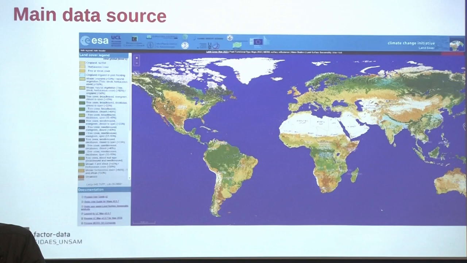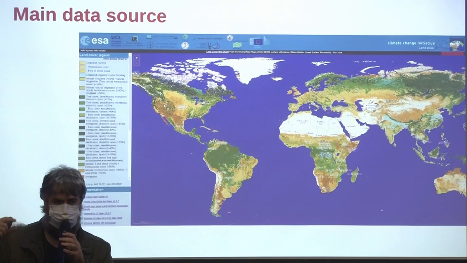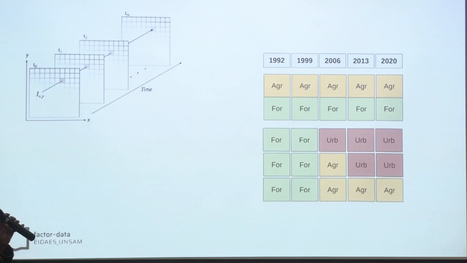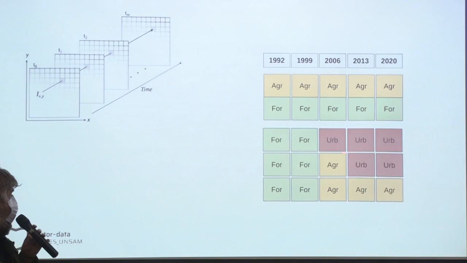The original data set had 22 classes of land coverage. We recoded them into nine more aggregated categories. So for each pixel and for those five periods of time, we have a land class measurement. What we'd like to do is to analyze the trajectory, this is to say, for the same pixel, how the land coverage has changed over time.